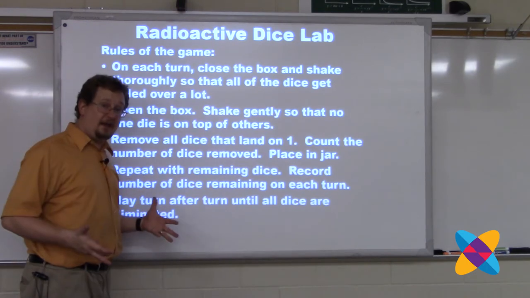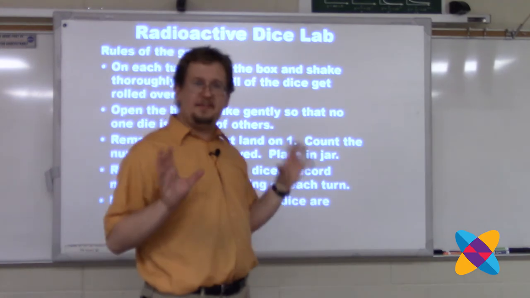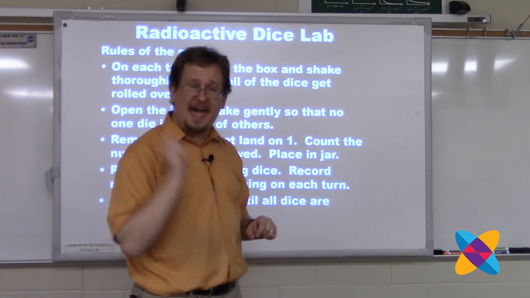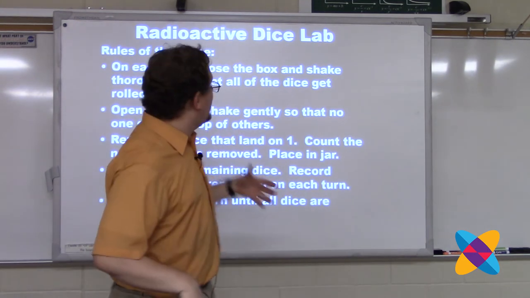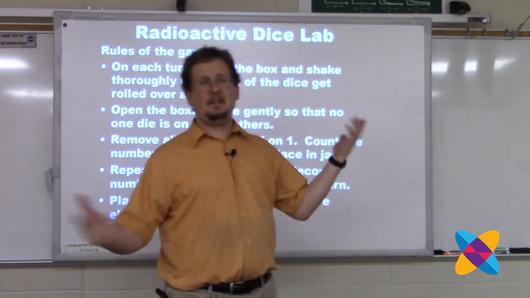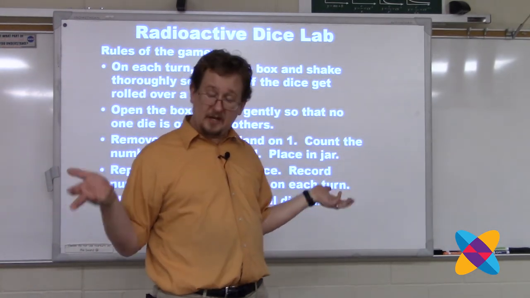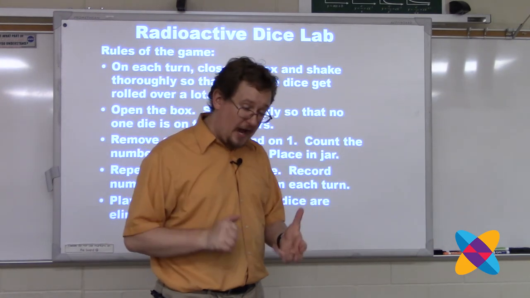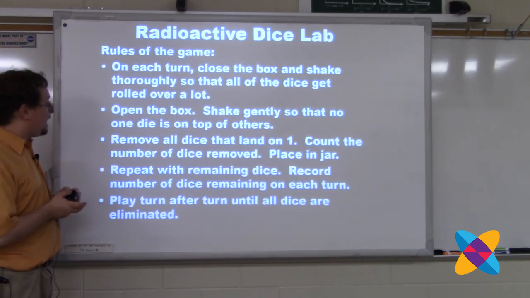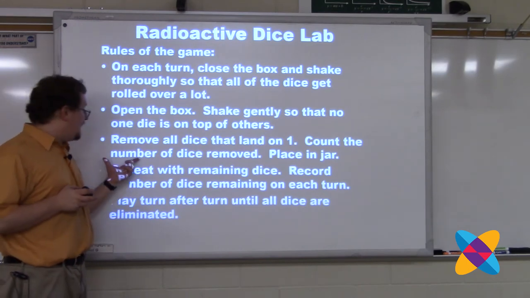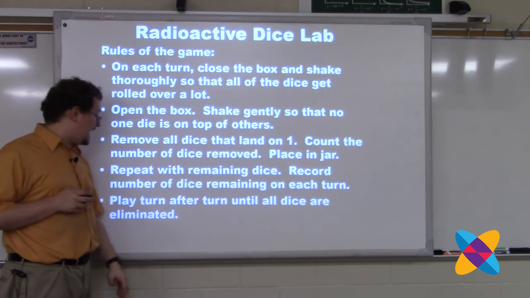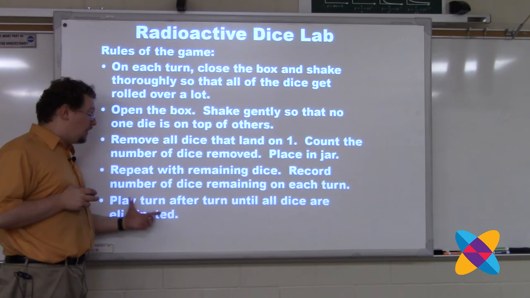So what is this like? Well, a radioactive substance is all these atoms, and each atom is just rolling the dice. When the dice lands on a certain number for that atom, the atom decays. So here, each die is like an atom of the radioactive substance. Each turn is a second, or a year, or a week, or a period of time. So each turn, the dice get shaken, and then any die that lands on one is a decayed atom. We count the number of dice that are removed, we place them in the jar, and those dice are never re-entered into the game again. We keep playing until all the dice are eliminated from the game.